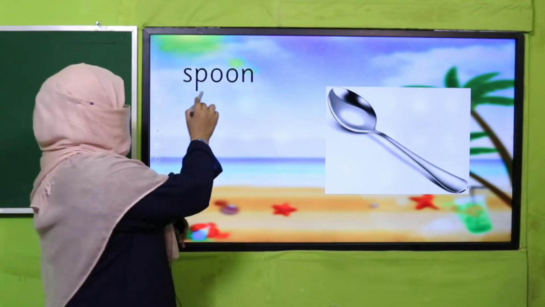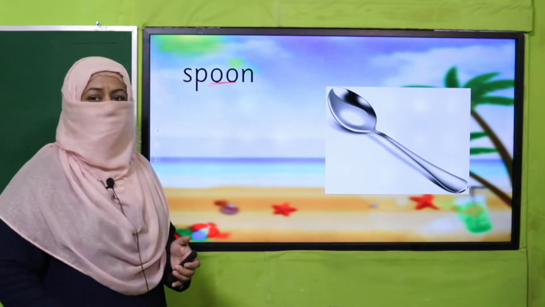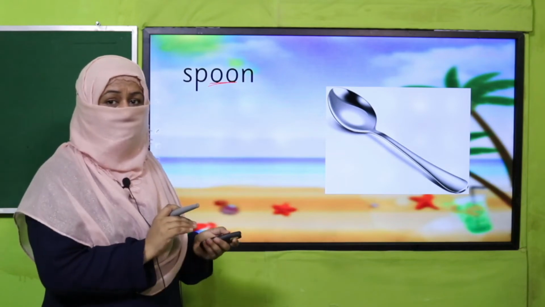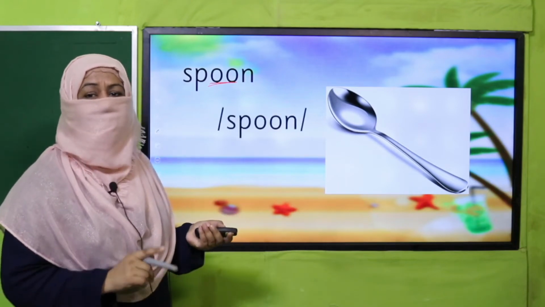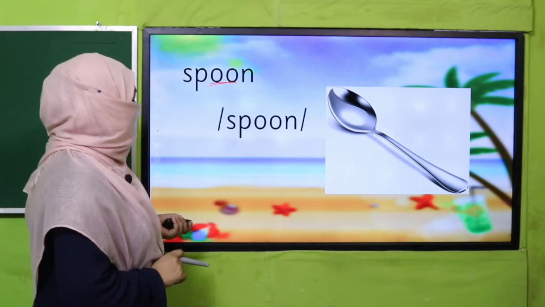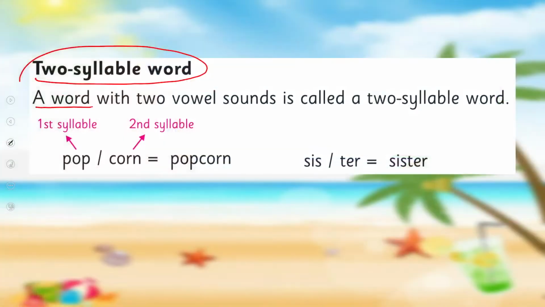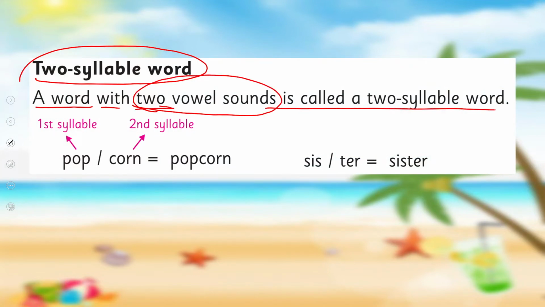Now again, two vowels are there, but how do we say it? Spoon, spoon, spoon. So how many syllables are there? One. That's why it's a one syllable word. Okay. The next is two syllable word. A word with two vowel sounds is called a two syllable word.